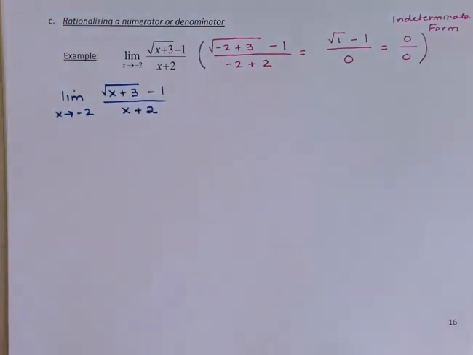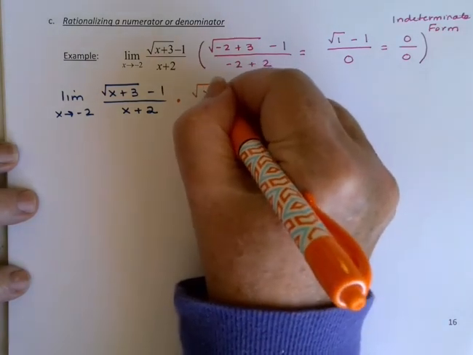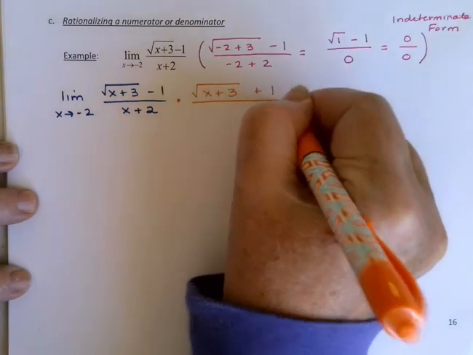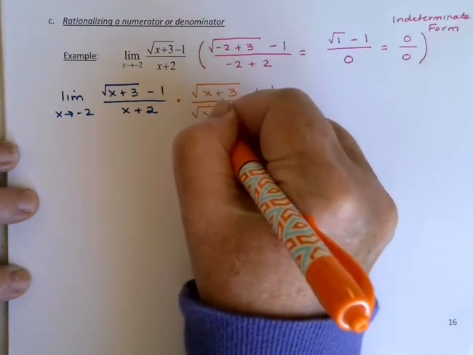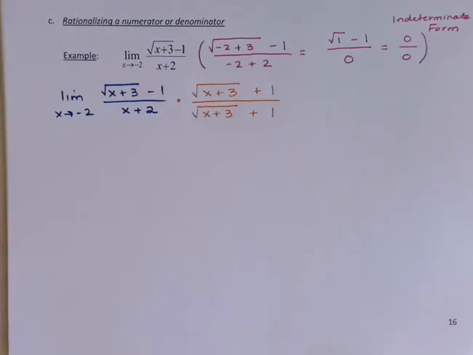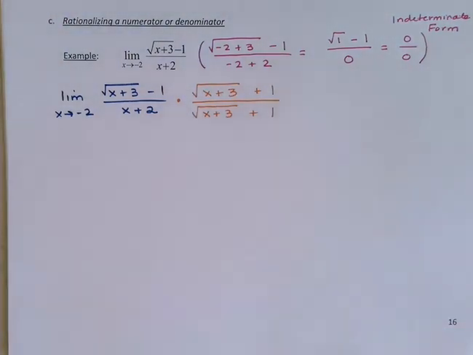To rationalize, remember that you always multiply by the conjugate. So I'm going to multiply by the conjugate, which would be the square root of x plus 3, plus 1. And I can't change the value of my expression. So if I multiply by that on the top, I have to multiply by the same thing on the bottom. I'm multiplying by a great big form of 1, so that I'm not really changing the value of my expression.